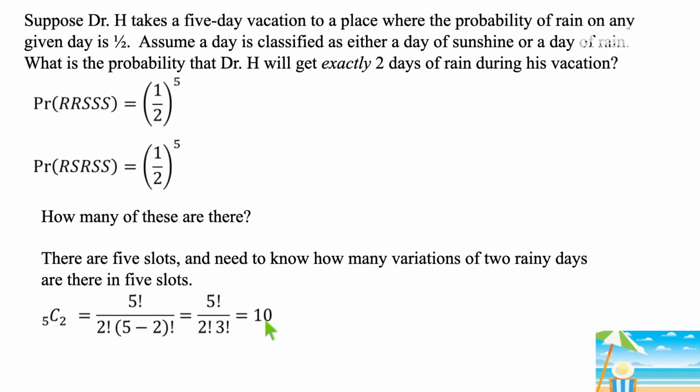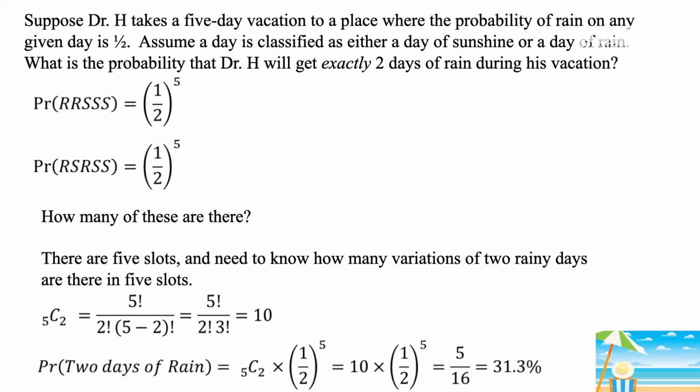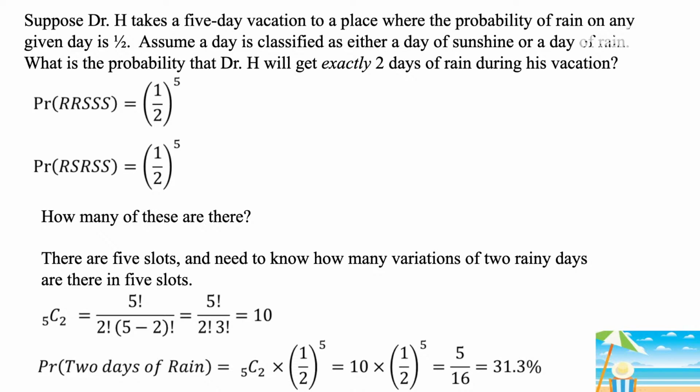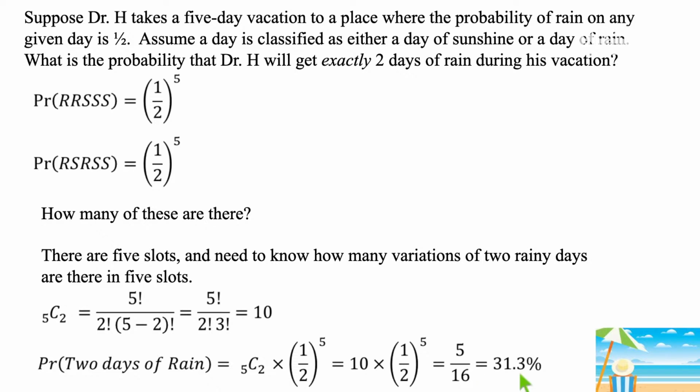So now what you're saying is, I have 10 of these 1/2 to the 5th power. So my probability of 2 days of rain is 10 times 1/2 to the 5th power, which gives me 31.3%, about a 1 in 3 chance for exactly 2 days of rain. This is the concept you learned in school, straightforward. What happens on the AP?